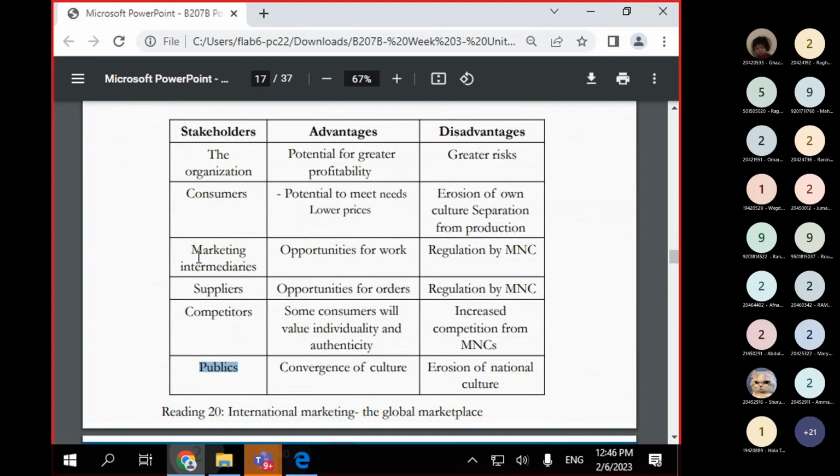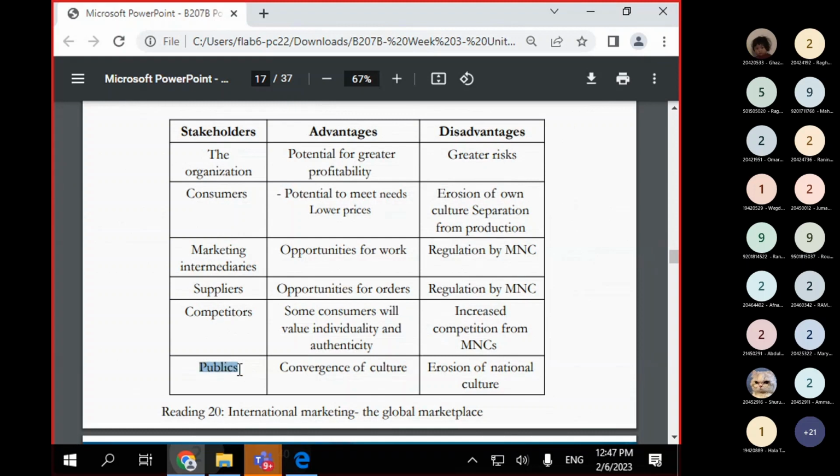All right, now for competitors, the disadvantage, of course, is an obvious disadvantage. It's the increased competition from local and global companies. For example, Al-Baik had so much competition from companies like KFC, like the other burger places and stuff.